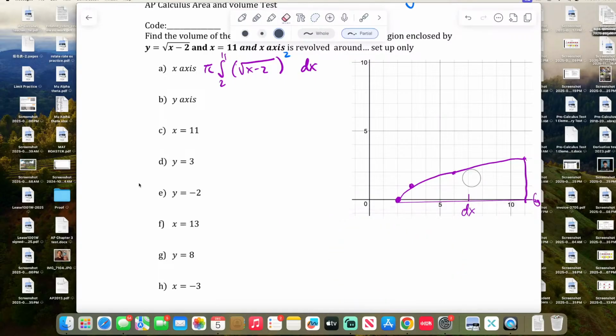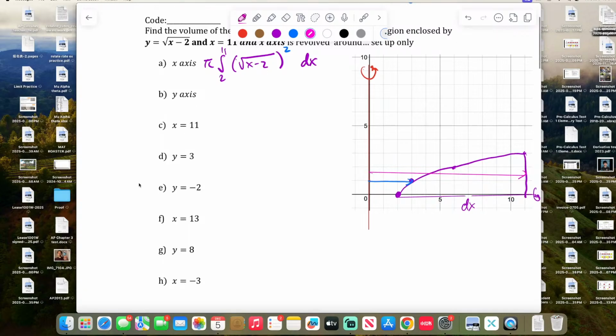Okay, well, what is the axis of rotation here? The axis of rotation is going to be based on here, and this is my rotation. So the way I draw it is from the axis of rotation to see the inner radius and outer radius. The inner radius is going to be from here to here, which is this function. And the outer radius is going to be from here to here, which is always 11.